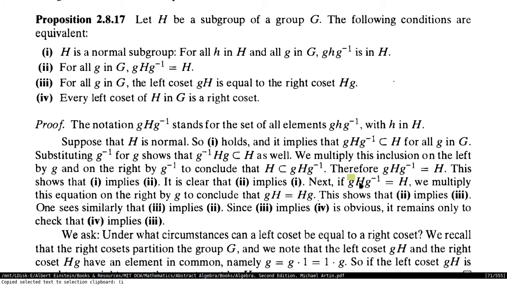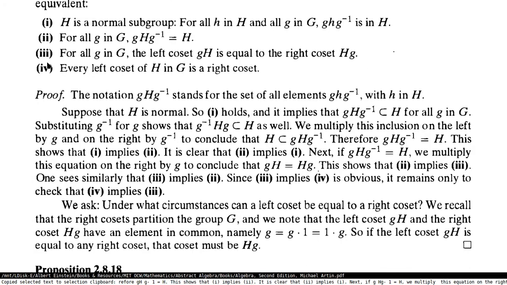From here, if you multiply g on either side, g and g inverse are going to get cancelled. We're going to get gH is equal to Hg. So if you multiply g on the right side, you're going to get that the left coset is equal to the right coset. And in this manner, the third proposition is proved. And proving that 3 implies 4 is trivial, right?